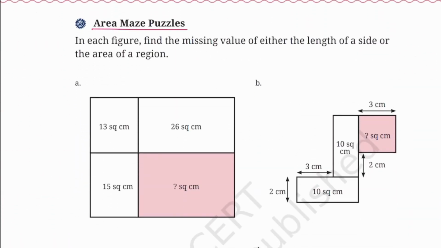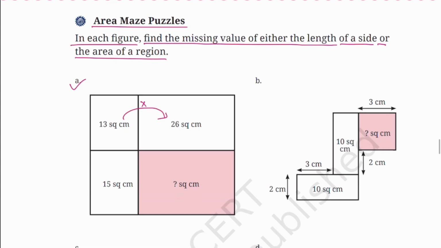Area maze puzzle. In each figure, find the missing value of either the length of a side or the area of a region. A. You can see this portion is double of this one. So this portion will be double of 15, that is 30 square centimeter.